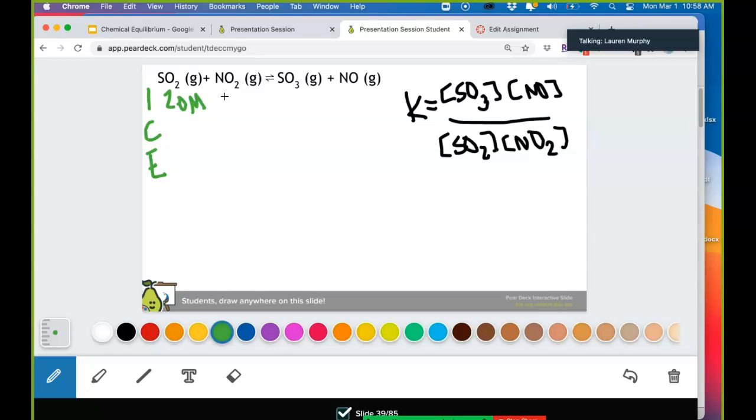2 moles divided by 1 liter is 2 molar. No products initially. And then they did give me one extra piece of information, and that was that the NO was 1.3 moles at equilibrium. So that goes in the E row. Divided by 1 liter is 1.3 molar.